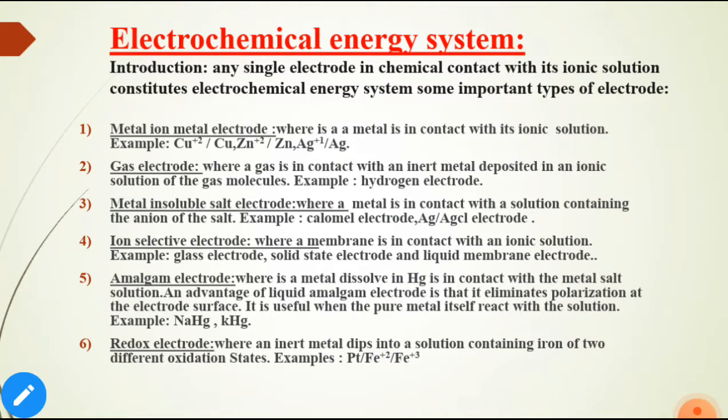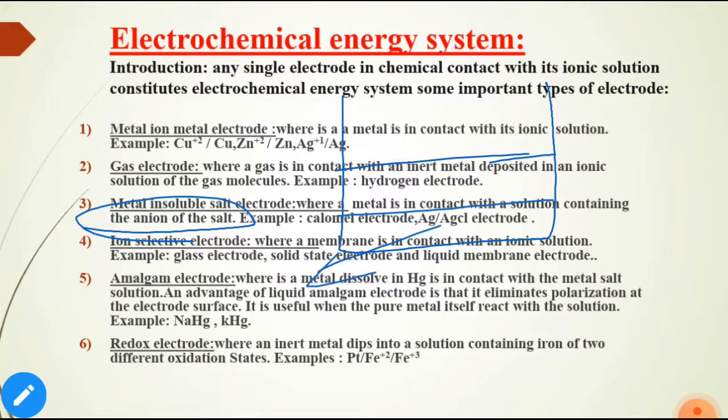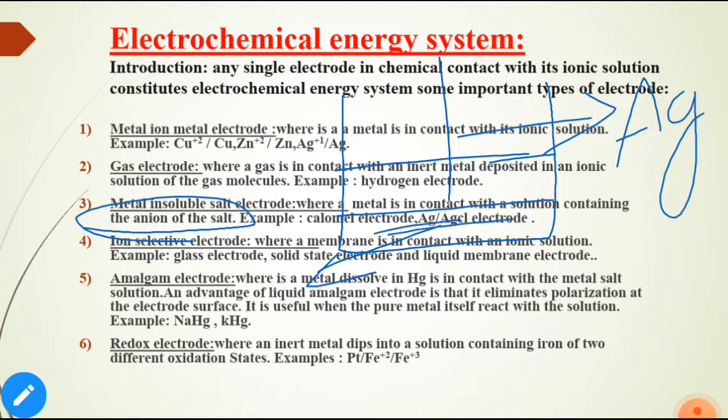Next we move on to the next electrode, the metal insoluble salt electrode. Here the metal is in contact with a solution containing ions of the salt. Observe that the metal, Ag, is in contact with the solution containing the anion of the salt.